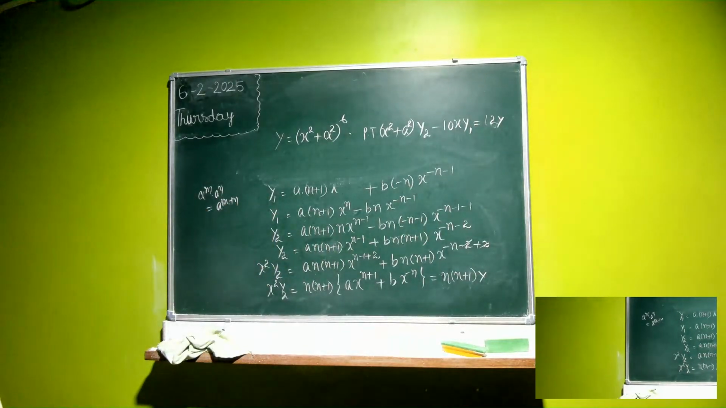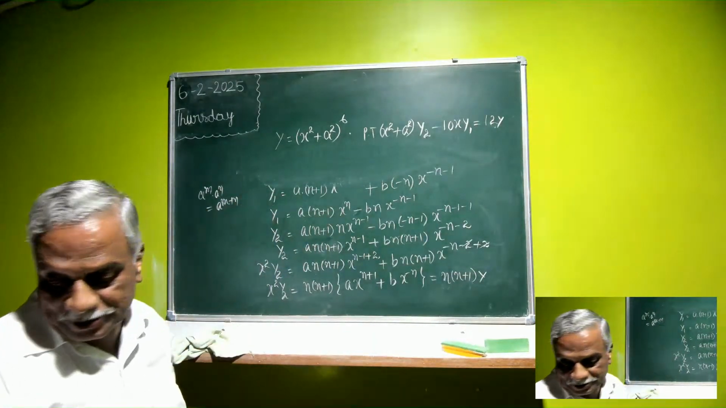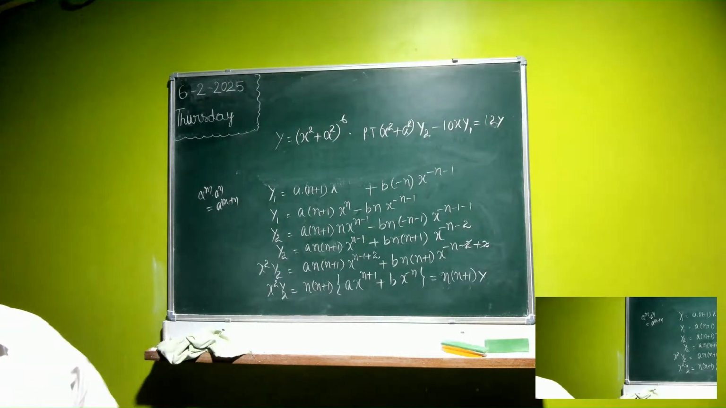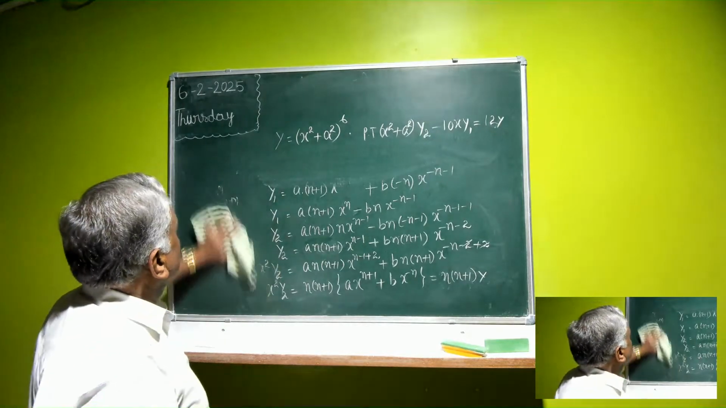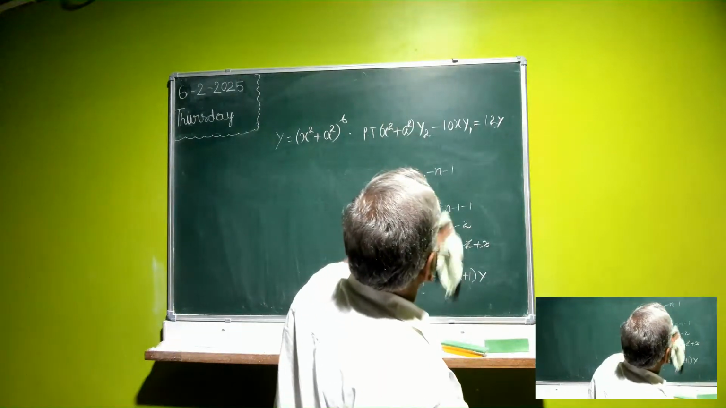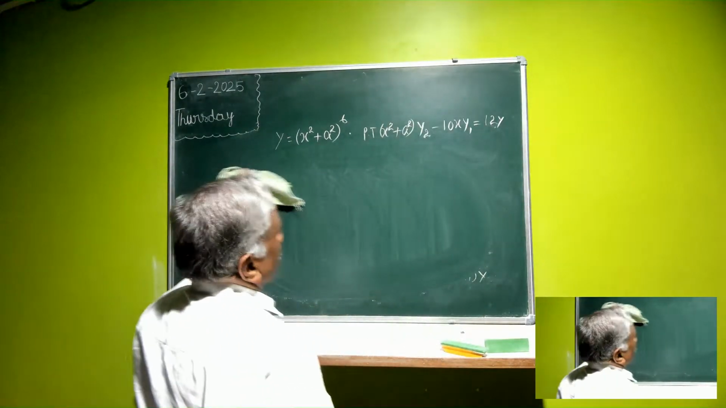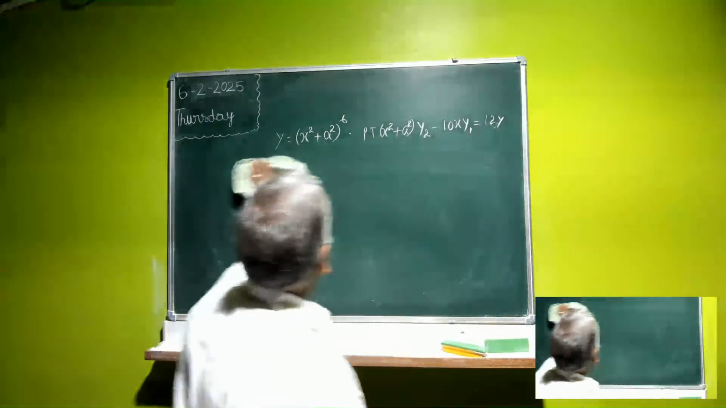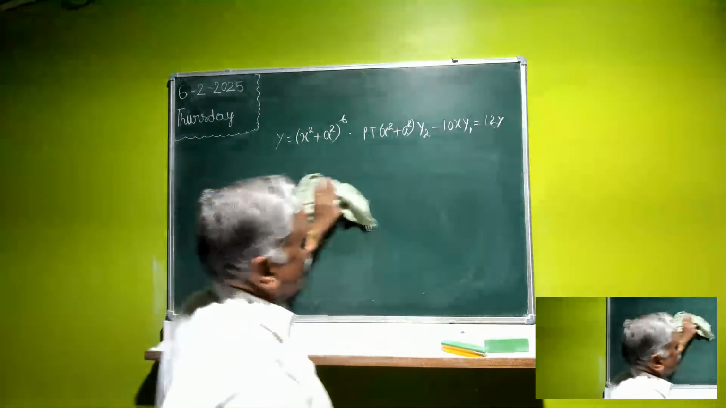Y is equal to (x square plus a square) to the power of 6. You have to prove this. So same formula, but you need to use chain rule here. That's very important. You have to use chain rule. So I keep repeating.